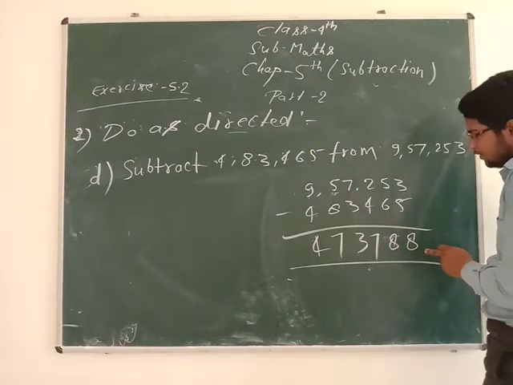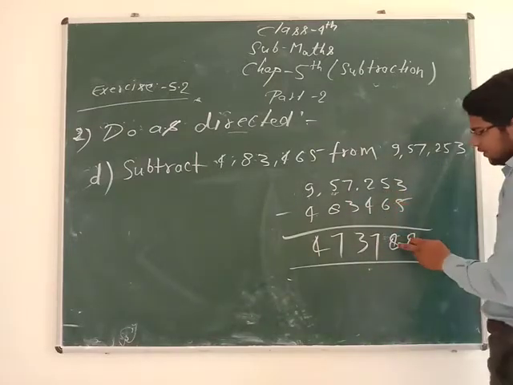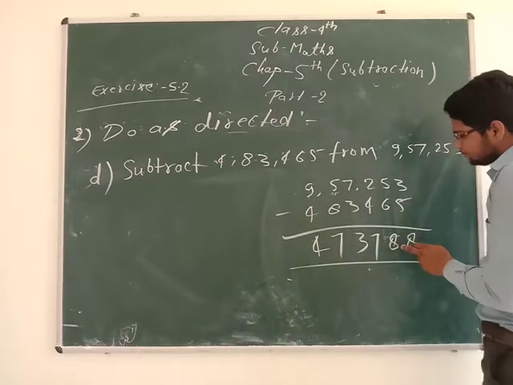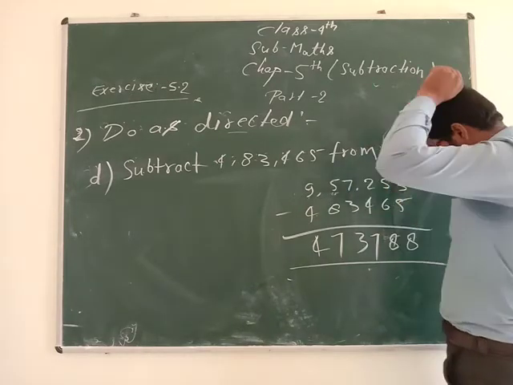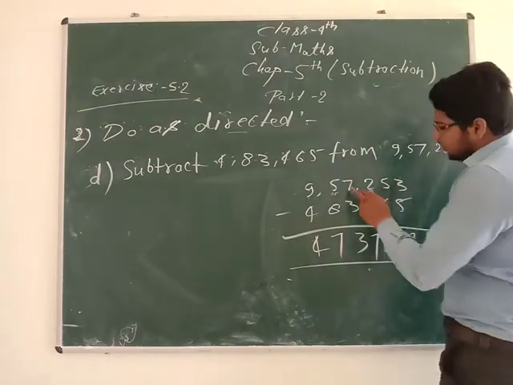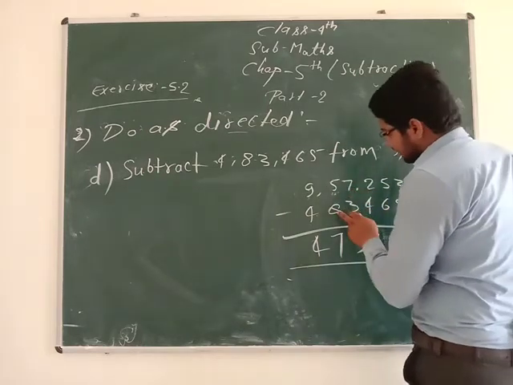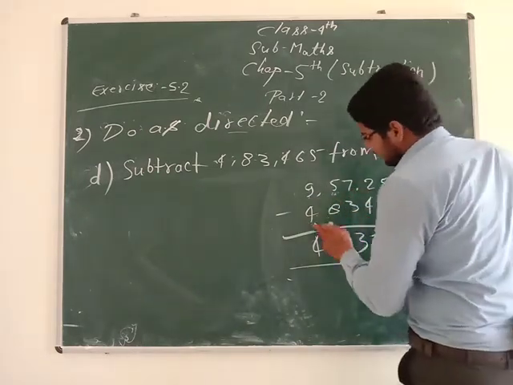13 minus 5, 8. And sorry, 14 minus 6, 8. Now 11. 11 minus 4, 7. 6 minus 3, 3. 15 minus 8, 7. And 8 minus 4 is 4.